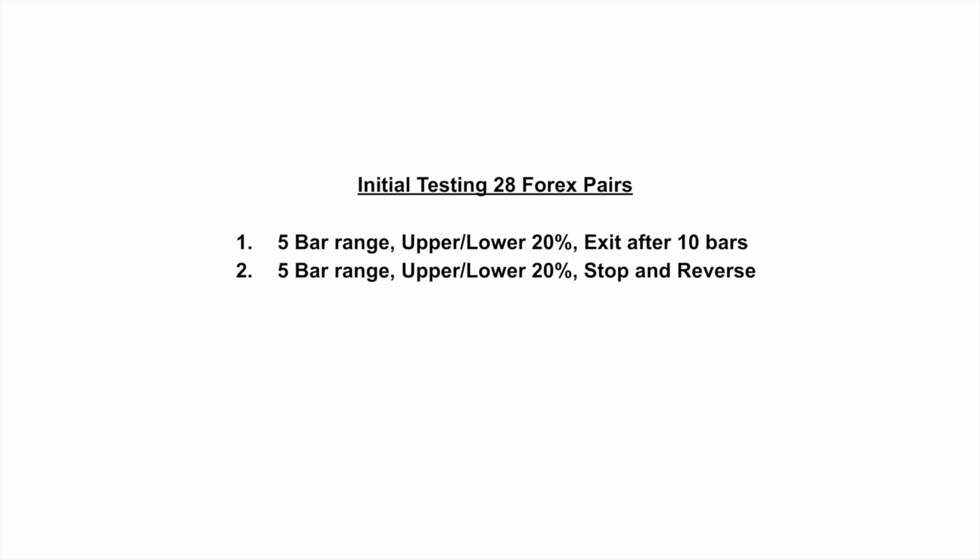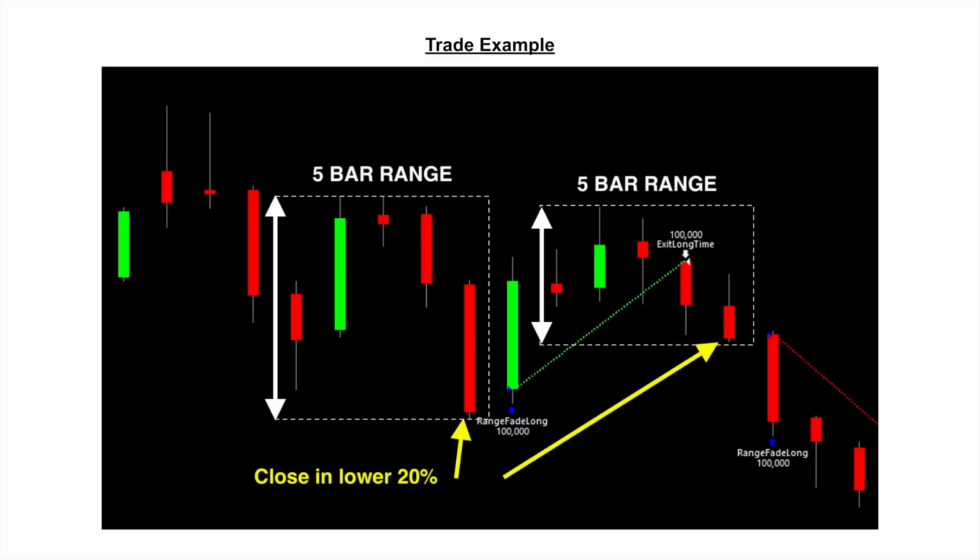The initial testing is on 28 Forex pairs using MultiCharts' Portfolio Trader. We're going to be using that 5 bar range, those 5 daily bars to make up the range, and we're going to be using an upper and lower threshold of 20%. The first test we're going to be using a fixed exit after 10 bars. And then the second test is not using a fixed bar exit at all, it's just using that stop and reverse exit. So let's look at a trade example.